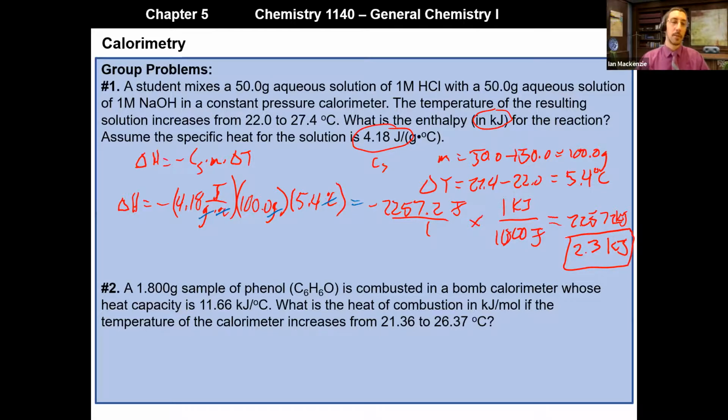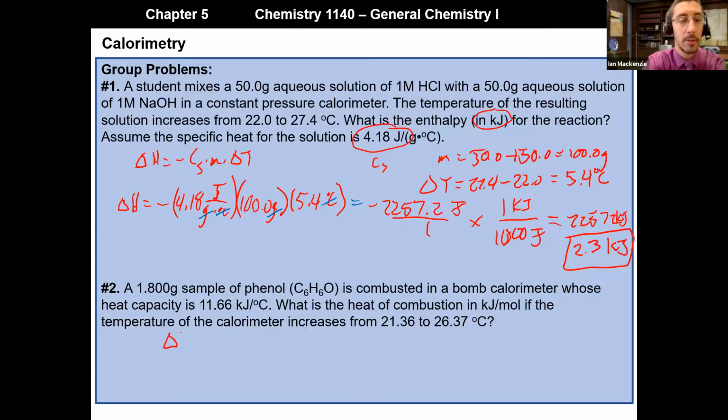Second problem here is a case of a bomb calorimeter. So we've got 1.800 grams of phenol. We're given the formula for that. It's combusted in a bomb calorimeter where we're given the heat capacity. And we're asked, what is the heat of combustion in kilojoules per mole if the temperature goes from 21.36 to 26.37 degrees Celsius?